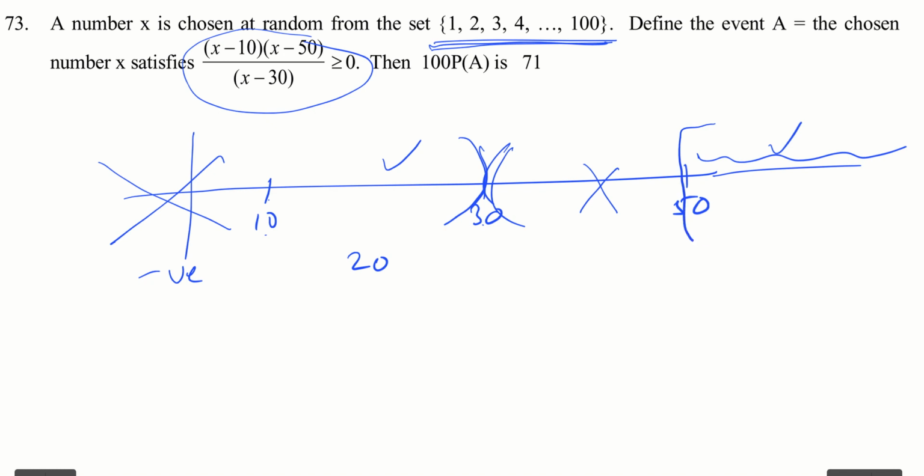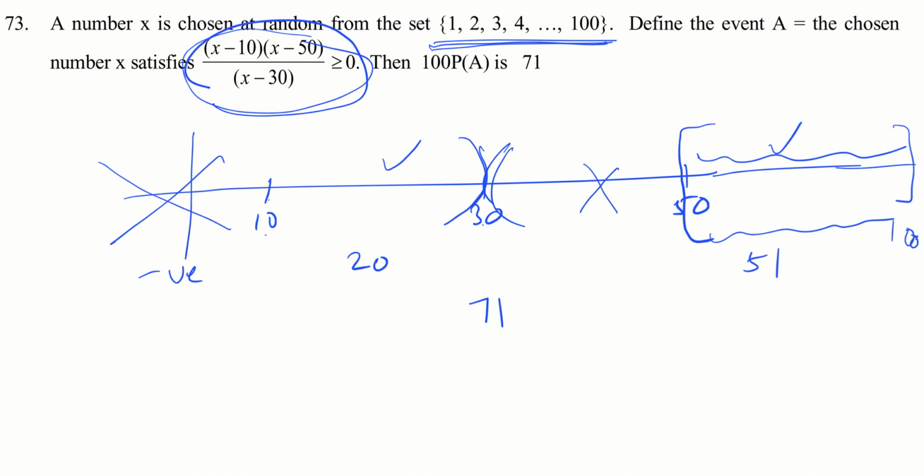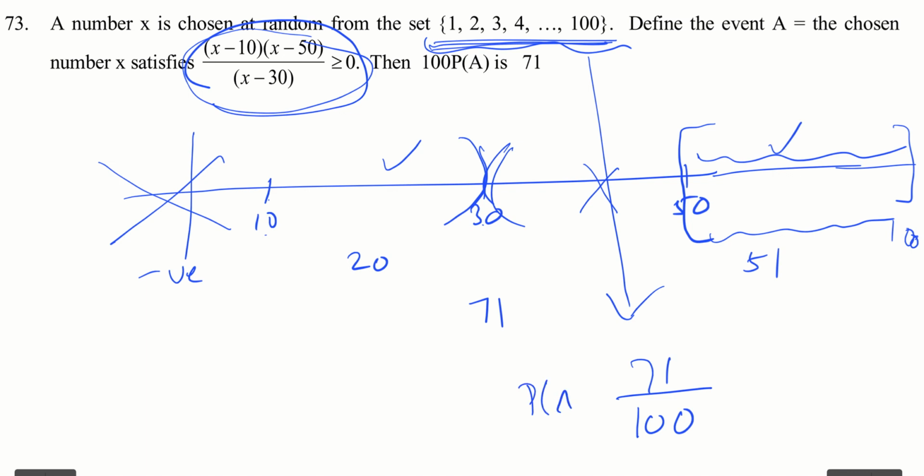This time x can take 50, and you can see that the maximum you can go up to is 100. So in this, the elements that belong to the given set are nothing but 51 in number. So total 71 are there satisfying this. Now if you pick any one of them, then it comes in 100 ways. Therefore the total number of outcomes is 100 and the number of favorable outcomes is 71. Therefore P of A is 71 by 100. Rest is obvious.